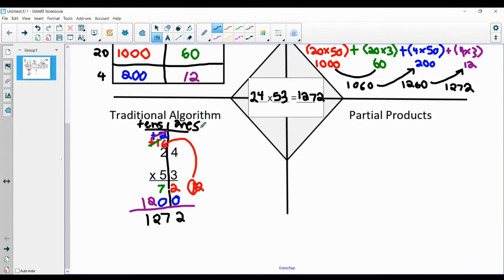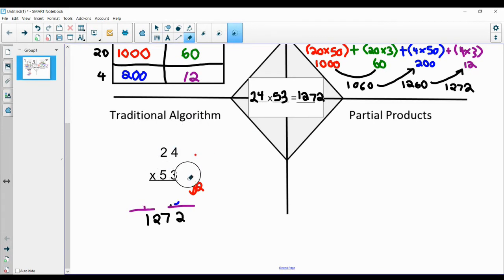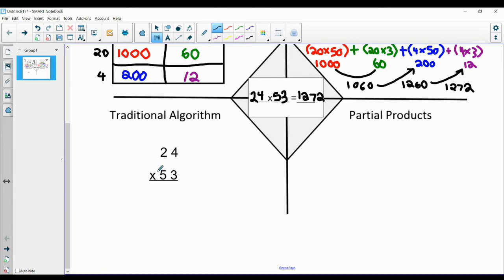Now let's take a look at the traditional algorithm without all of those explanations. So I'm going to get rid of this. We have 24 times 53. I'm going to multiply my 1s and my 1s. 3 times 4 is equal to 12. The 10 in 12 is going to be regrouped over. 3 times 2 is equal to 6. Plus 1 is equal to 7.